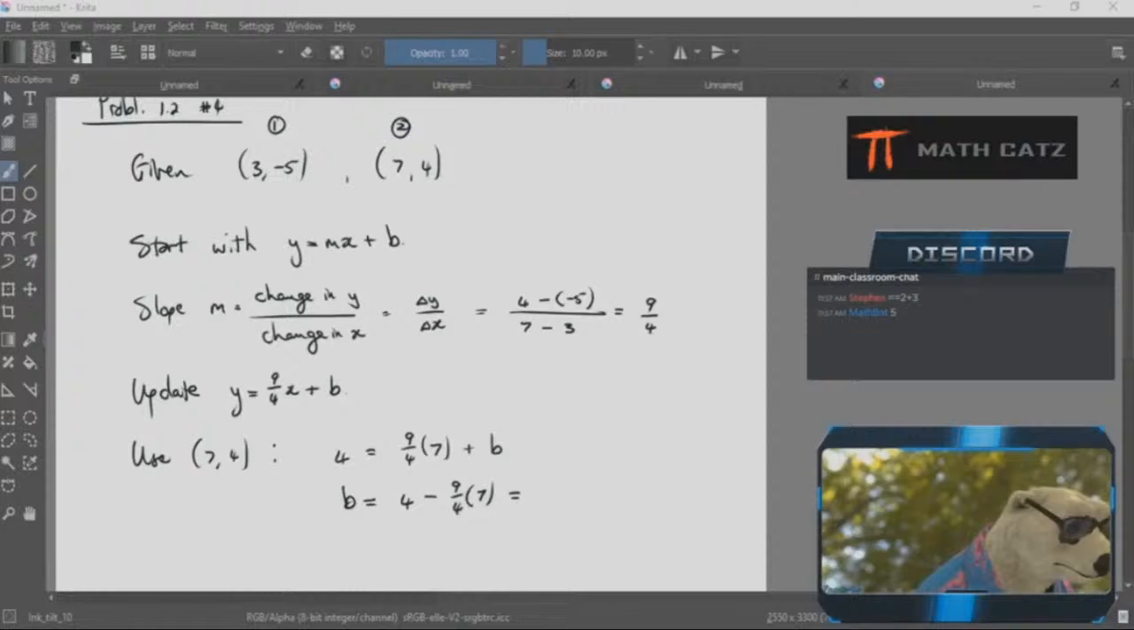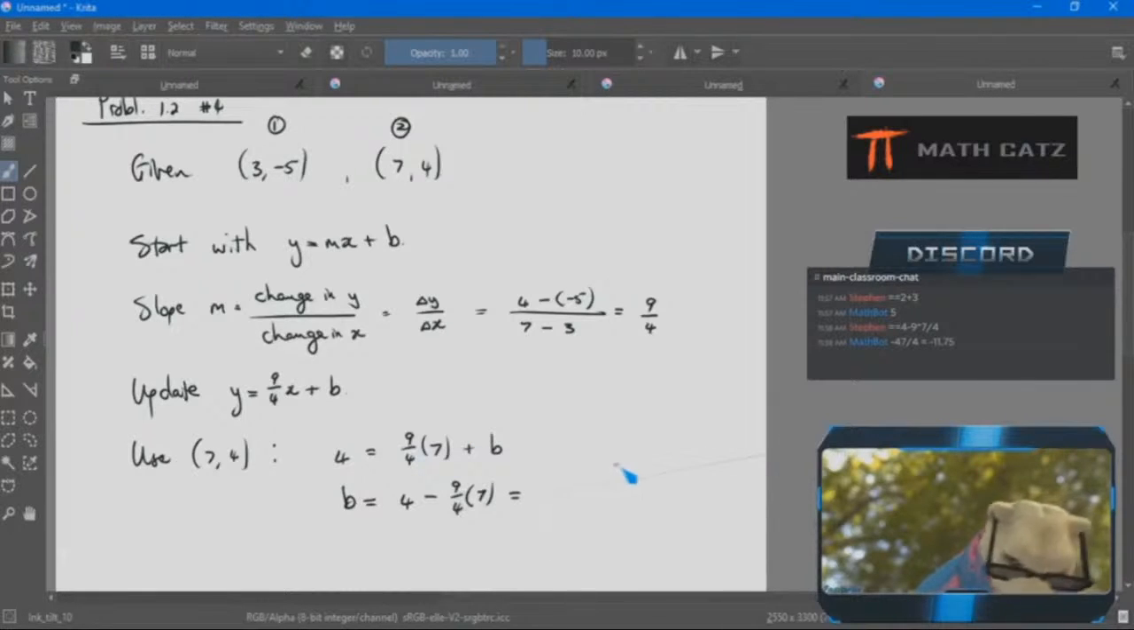So let's suppose I don't want to bother with the fractions. I don't care to keep it in fraction form. I just want to do it. You can actually do it in the chat box as well. You can make your own chat box, whatever. Let's do it. 4 minus 9 times 7 over 4, as the b calculation requires. And we have negative 11.75.